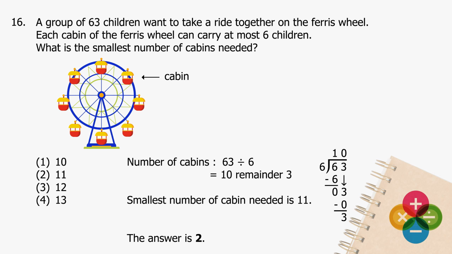The number of cabins needed will be divide 63 by 6, and the quotient is 10. Remainder 3. Smallest number of cabin needed is 11. The answer is 2.